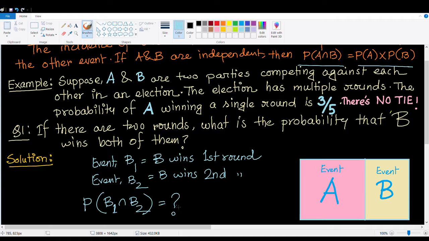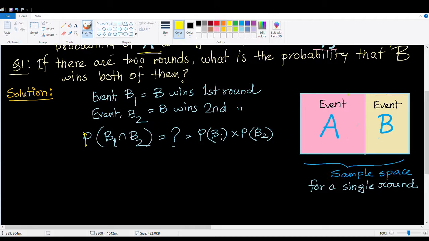Now if B wins the first round, does it in any way affect the result of the second round? No, we can either win or lose the second round irrespective of the result of the first round. Therefore, we can say that both B1 and B2 are two independent events. Therefore, we are going to use the formula of independence here, where P of B1 intersection B2 will be P of B1 times P of B2. So these two values are to be determined to find the final value of P of B1 intersection B2.